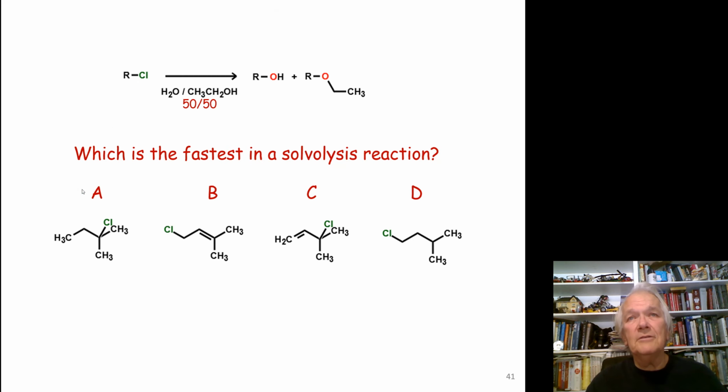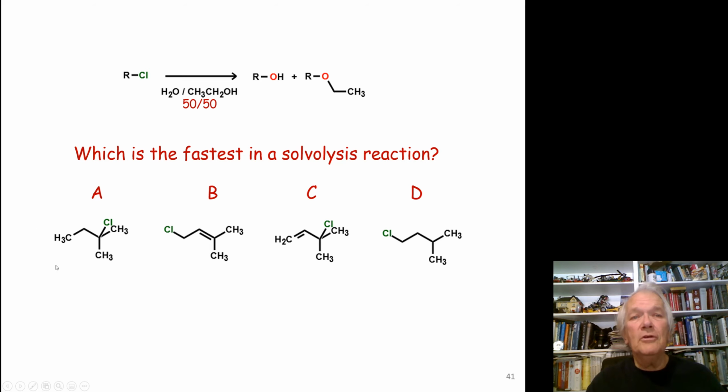This is a simple solvolysis reaction. A solvolysis reaction is when an alkyl halide reacts with its solvent. And in this particular case, I have a simple halide reacting with a water-ethanol mixture. You make some alcohol, you make some ether. Now here are four candidates. Which of these would be fastest in a solvolysis reaction?